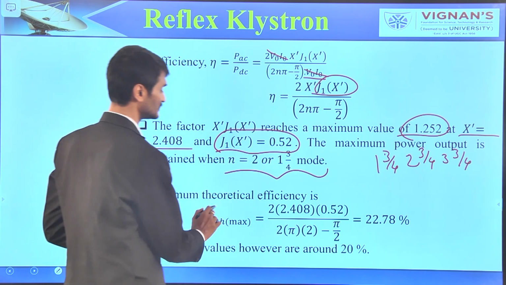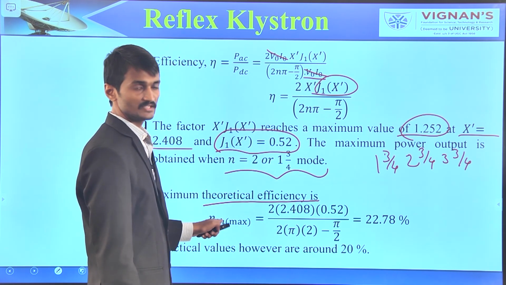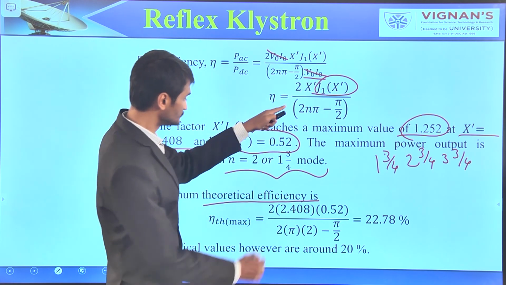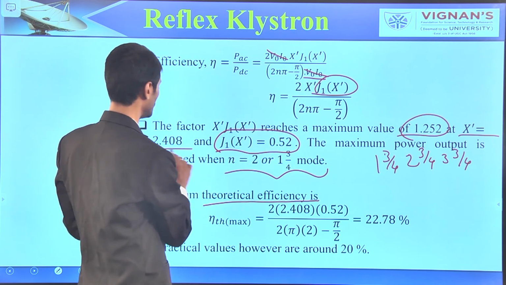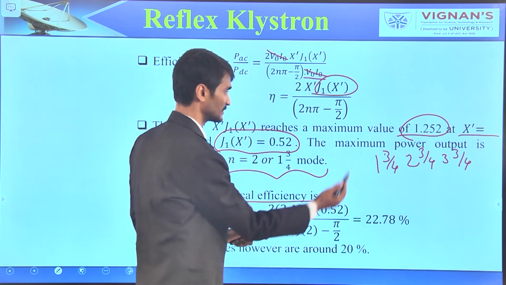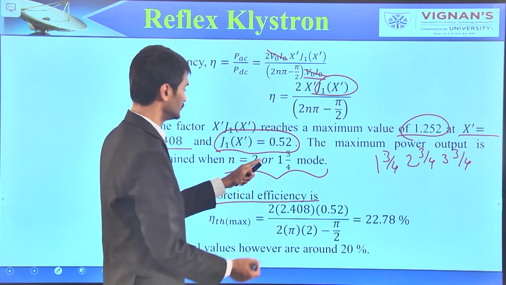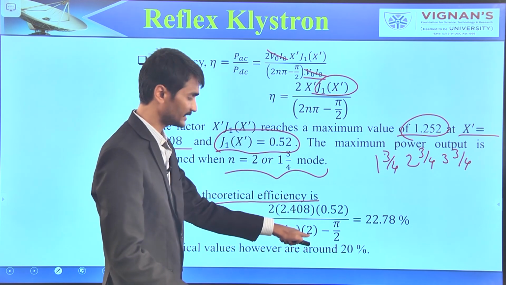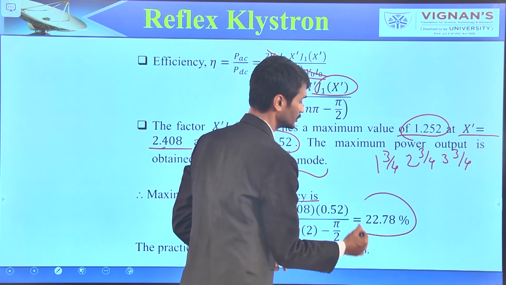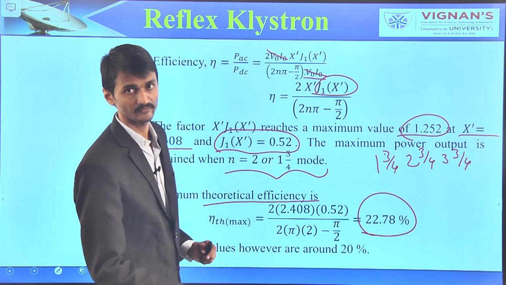So the maximum theoretical efficiency, eta, equals 2 into this x prime value, 2.408, and J1 x prime, 0.52, which I took from the Bessel's function, divided by 2 into n, where n equals 2, into pi minus pi by 2. So it is 22.78%. The maximum theoretical efficiency for the reflex Klystron is 22.78%.